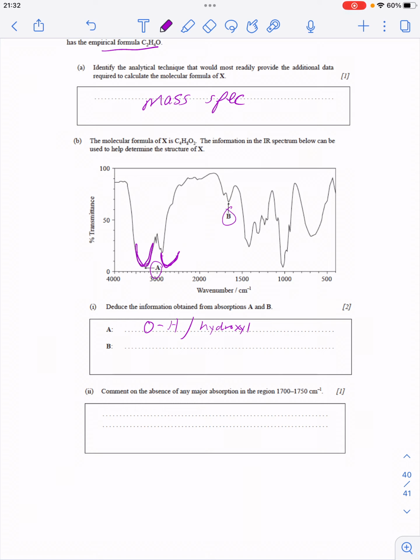And then B, well, let's see. B is a peak. It's right around 1700. It's not very sharp or deep. I'm looking at the mark scheme, and yeah, it looks like in the data booklet that is a C to C double bond, like an alkenyl group. It does not look like a C to O double bond. So the comment on the absence of any major absorptions here, yeah, we'd say that there's no C to O bond, because if there was one, I would see like a really deep peak here, like that.